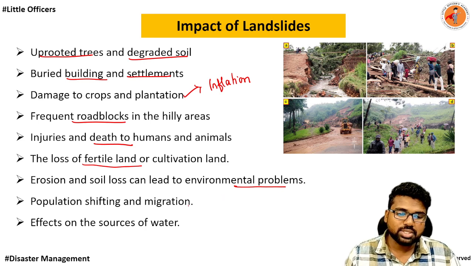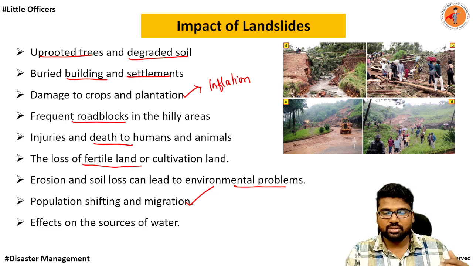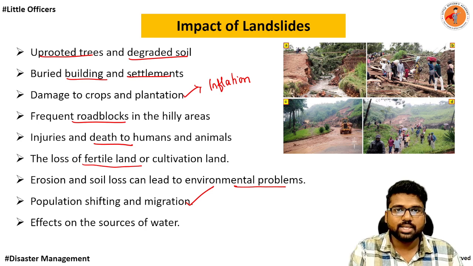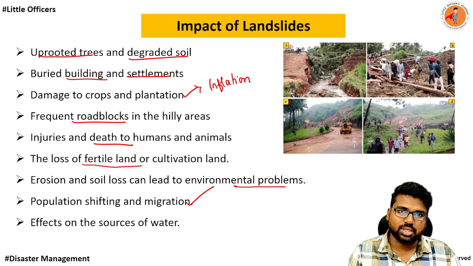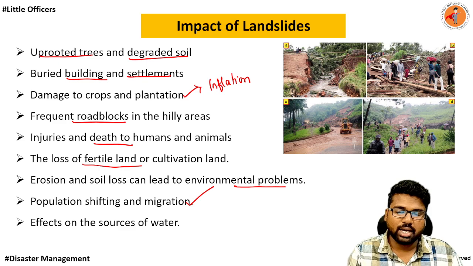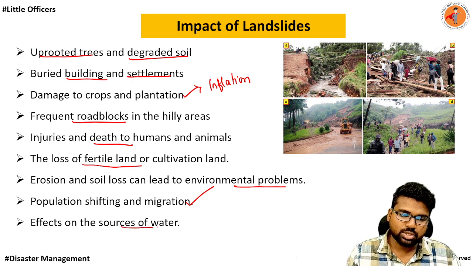Then population shifting and migration. If there is a landslide, and if a village is completely buried, then the population of that village, at least whoever survived, has to be relocated, or will migrate to some other location. Or if there is a chance that a landslide is going to happen, people will not stay there, fearing when this is going to happen. They will of course shift or migrate to some other location. Similarly, it also affects the sources of water.